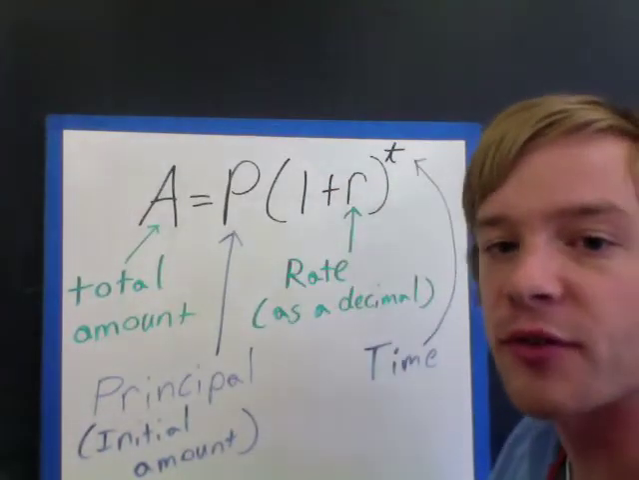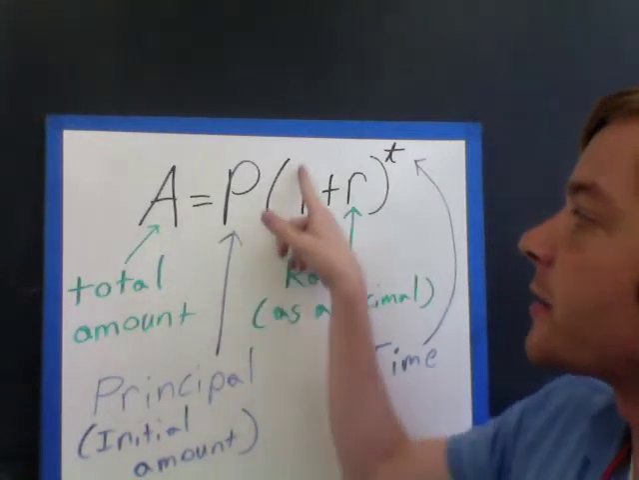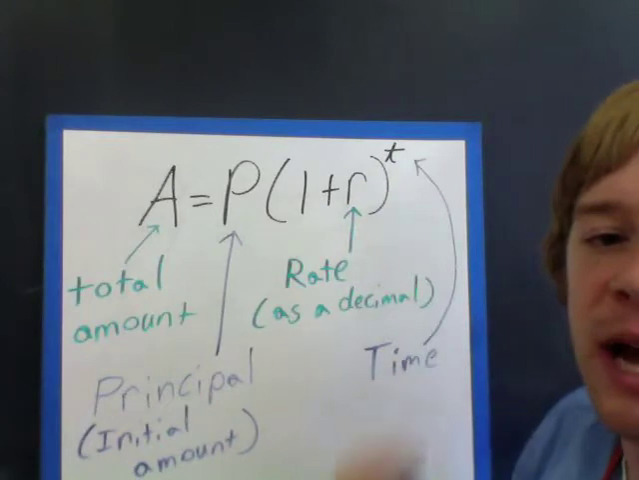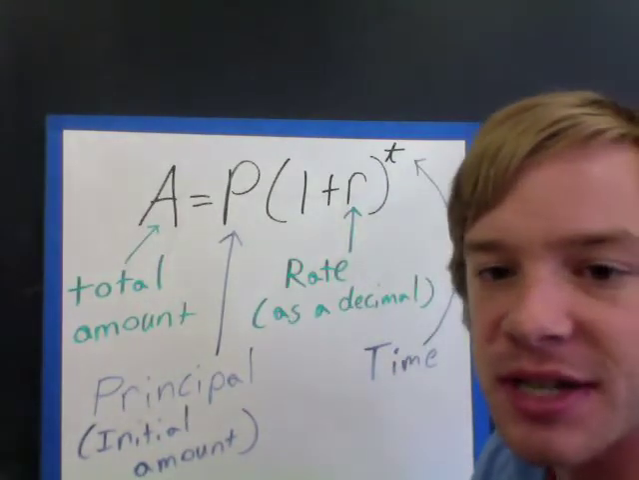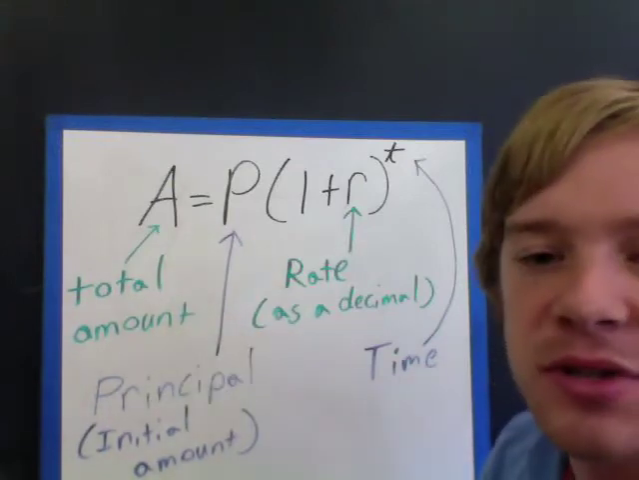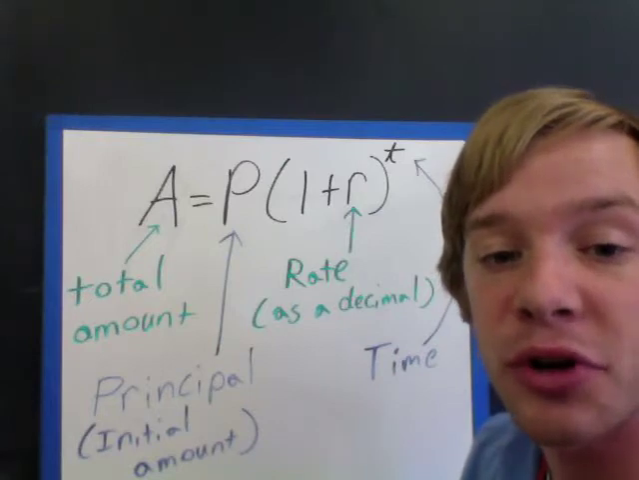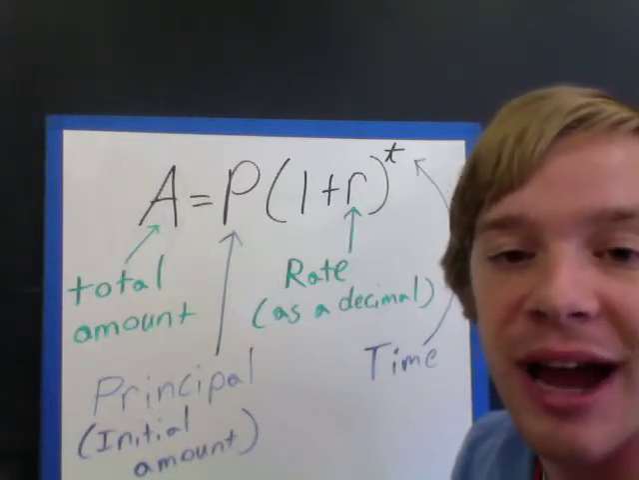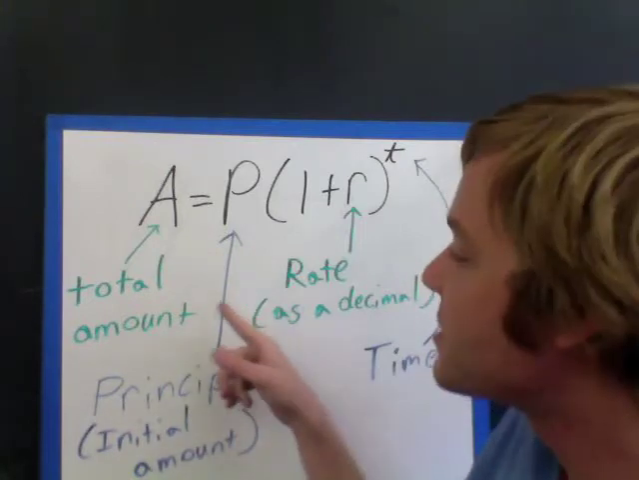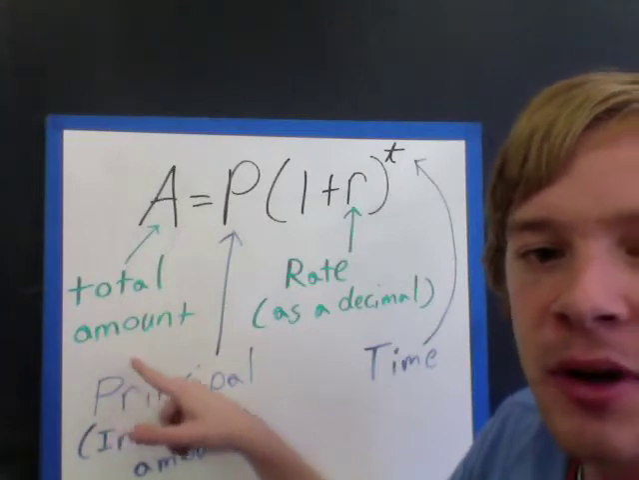So first off, we have our formula here. And our formula is A equals P, and then parentheses 1 plus R, and that is to the T power. And I will explain each of these individually. So first off, A is basically our total amount. This is the total amount you're either going to pay for your loan, or this is the total amount you're going to get out of a savings account after a period of time. But A, easiest way to remember, is for amount, and that's your total amount.